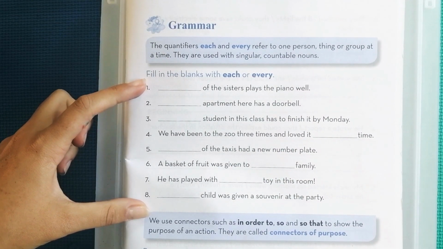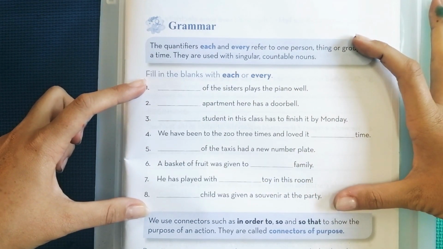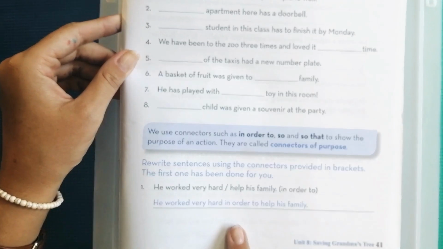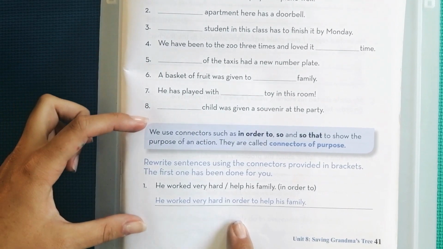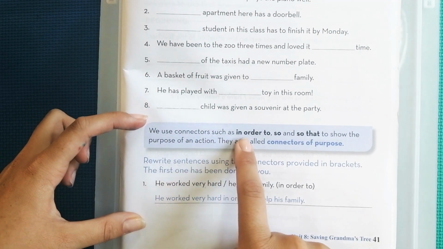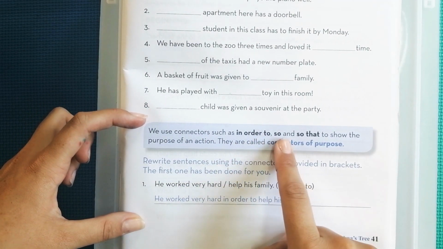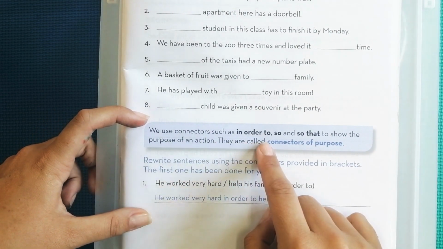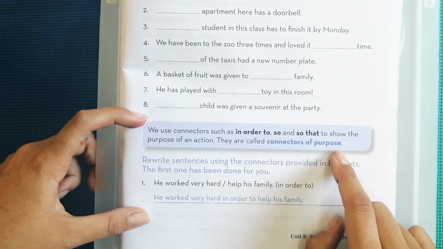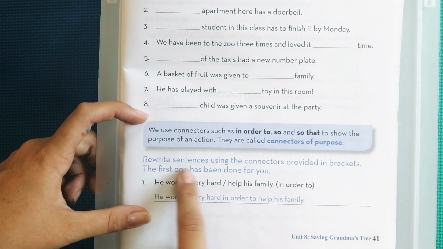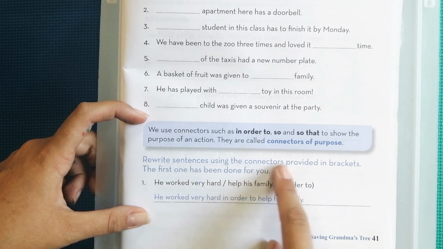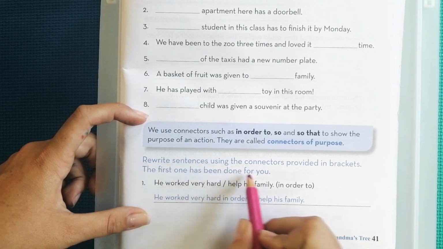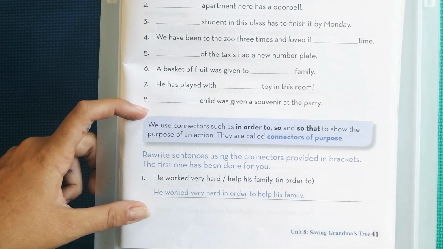So the homework that you need to complete is below. It is the homework that I sent you yesterday, but I'm going to send it again because I'm not sure if I attached this with your homework yesterday. We use connectors such as in order to, so, and so that to show the purpose of an action. They are called connectors of purpose. In this activity, you need to rewrite the sentences using the connectors provided in the brackets. Okay, the first one has been done for you. Let's have a look at this example.